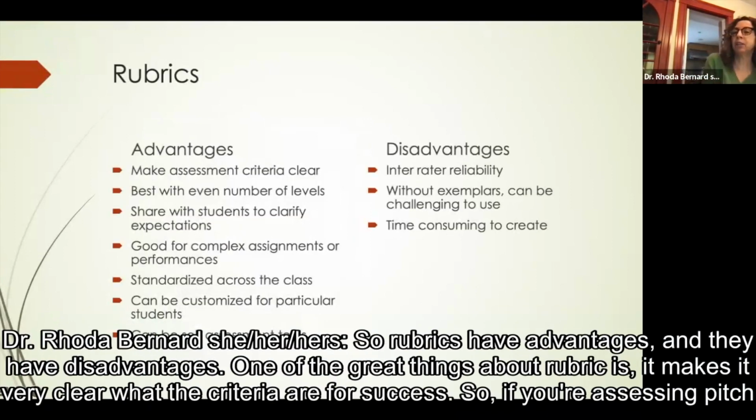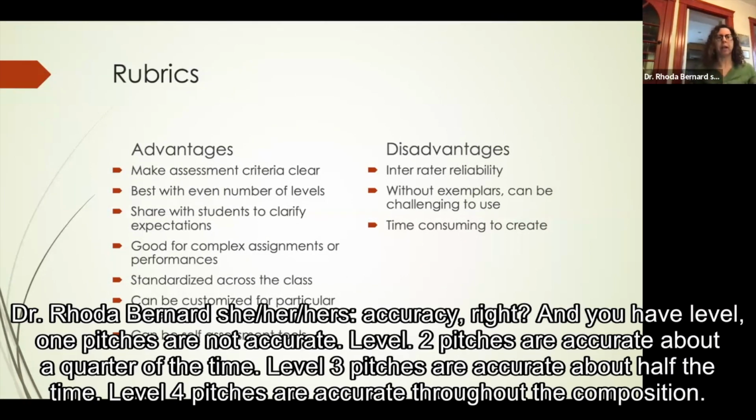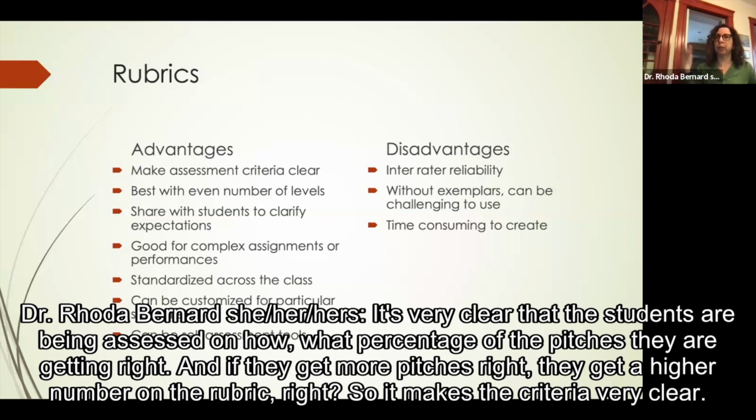So rubrics have advantages and they have disadvantages. One of the great things about rubrics is it makes it very clear what the criteria are for success. So if you're assessing pitch accuracy, right? And you have level 1, pitches are not accurate. Level 2, pitches are accurate about a quarter of the time. Level 3, pitches are accurate about half the time. Level 4, pitches are accurate throughout the composition. It's very clear that the students are being assessed on what percentage of the pitches they're getting right. And if they get more pitches right, they get a higher number on the rubric, right? So it makes the criteria very clear.